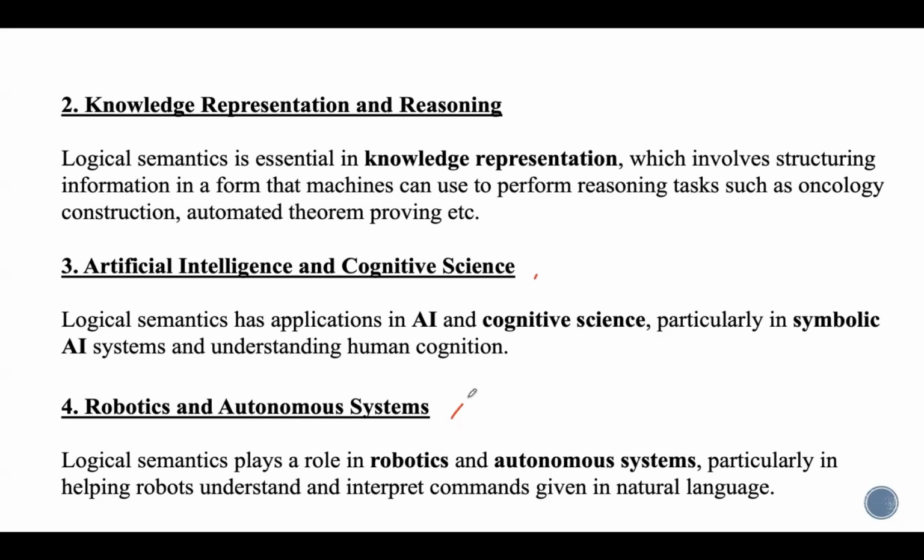In the same way, autonomous vehicles. Take self-driving cars; they also use logical semantics to interpret instructions and the environment. Say the instruction is turn left at the intersection. That instruction must be understood in the context of the vehicle's position and the road layout. Logical semantics ensures the system correctly understands the instruction and can make the appropriate decision.